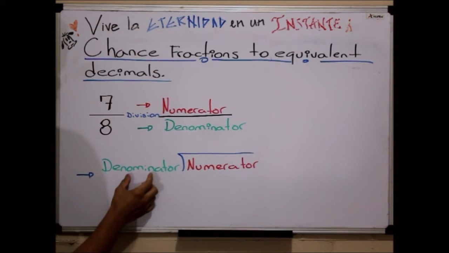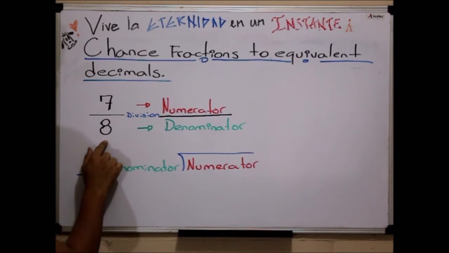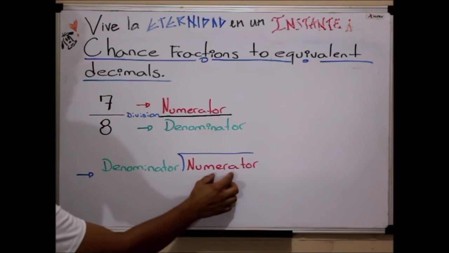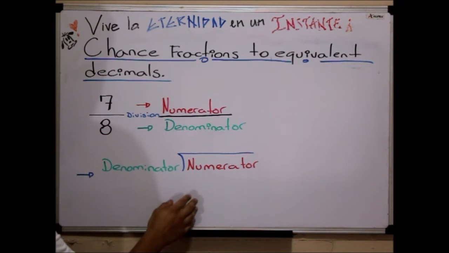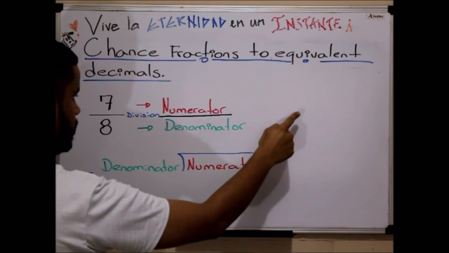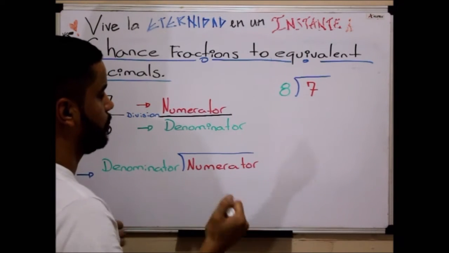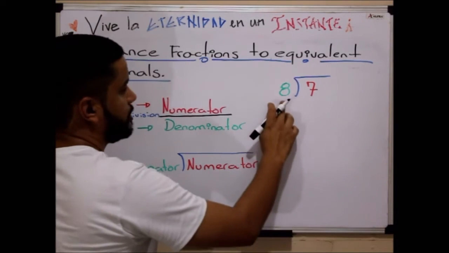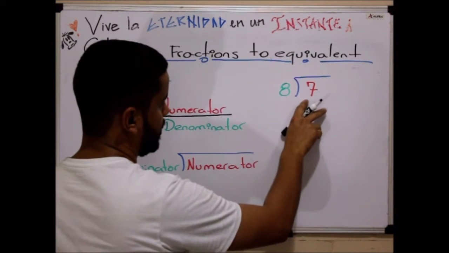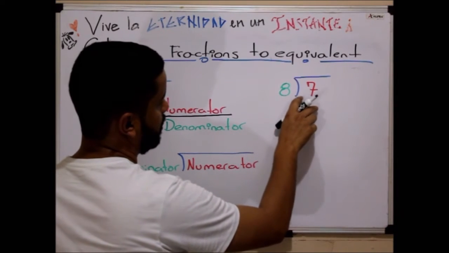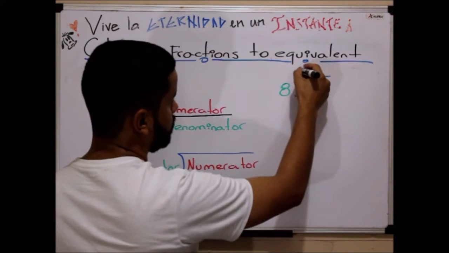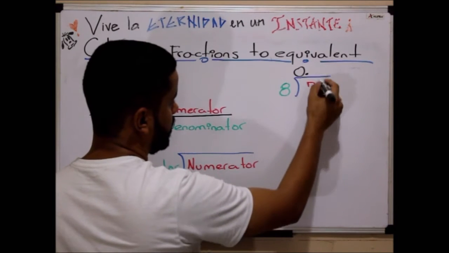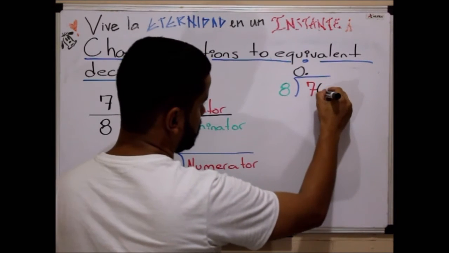Replacing the denominator by the number that will be 8 and the numerator by the number that will be 7, we're going to have the following, like that. So we're going to start dividing the 8 and the 7. How many times does 8 fit on 7? None. So we're going to write here 0 point, and this 7 changed to 70.